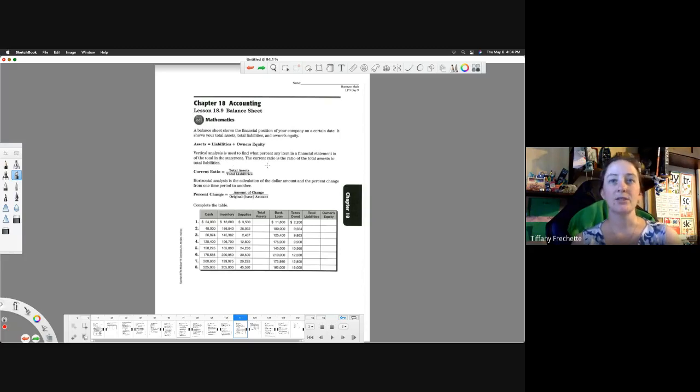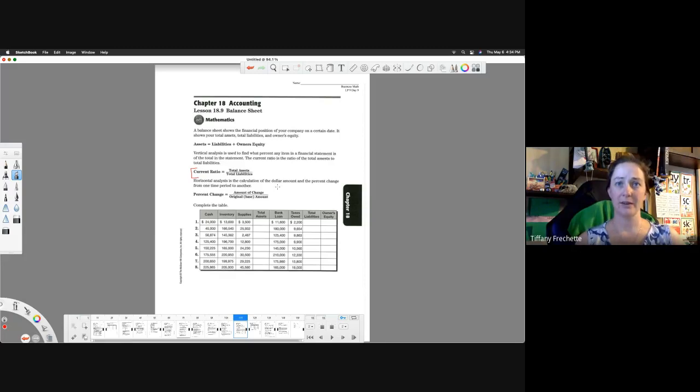Vertical analysis is used to find what percentage any item in a financial statement is of the total in the statement. The current ratio is the ratio of the total assets to the total liabilities. So again, here they're just giving it to you in formula. You have current ratio equals your total assets over your total liabilities. And this tells us about the health of the company. Because depending on that ratio, if you have more assets than liabilities, that's a good thing. If you have a whole lot more liabilities than assets, then that's a bad thing, right? We don't want a whole lot of liabilities over what we have for assets to cover them. So it just tells us about the health of the company.